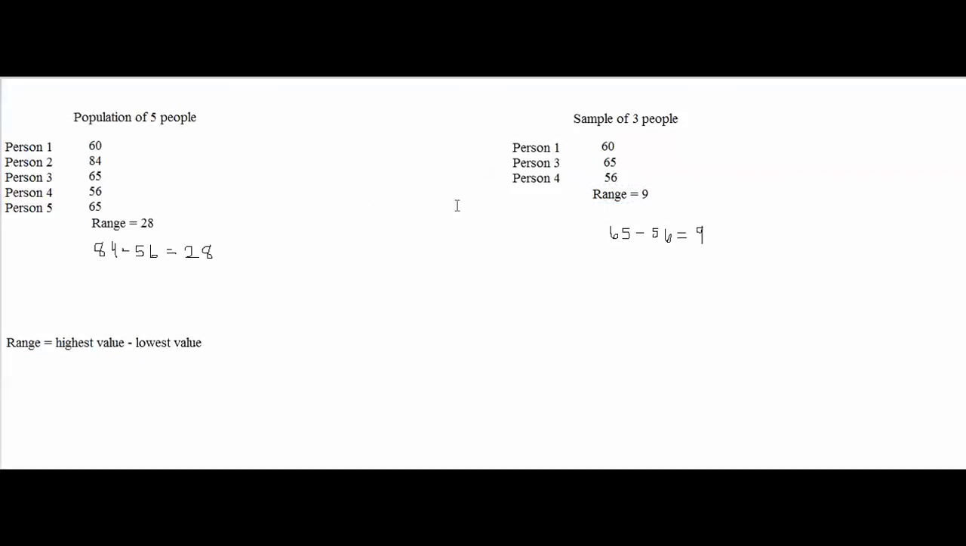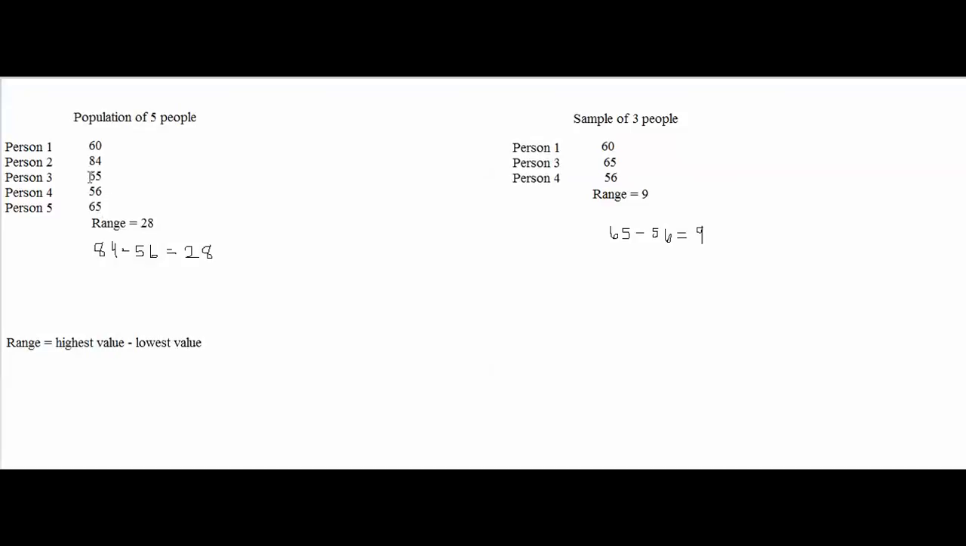So it's looking like the sample is less spread out than the population, meaning the numbers in the sample are closer together and have less dispersion, and the numbers in the entire population are more spread out and have more dispersion.